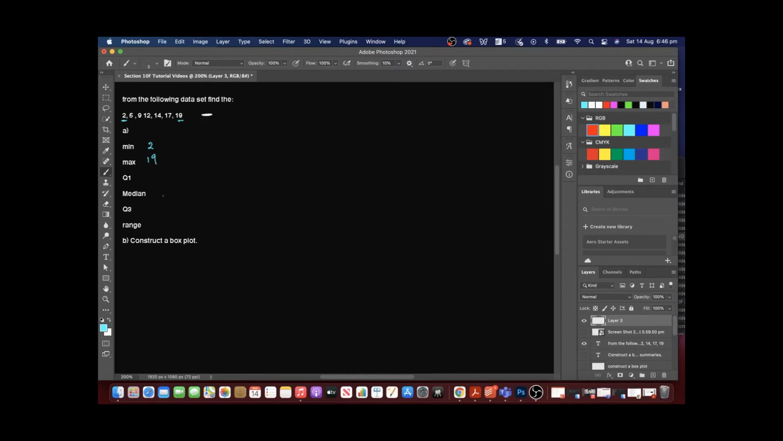And for our quartile 1 and our median, we're just going to add up how many data points we have: 1, 2, 3, 4, 5, 6, 7. So we have 7 data points. An easy formula for finding the median is we take the number of data points, add 1, and divide by 2. So 7 plus 1 over 2 is equal to 4. That tells us the median will be the 4th number along: 1, 2, 3, 4. And that would be number 12.